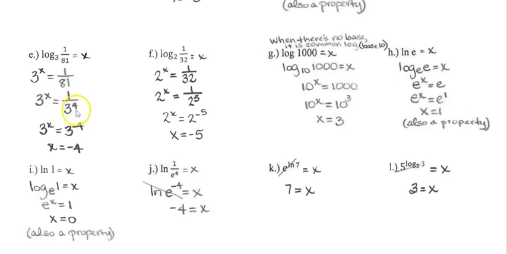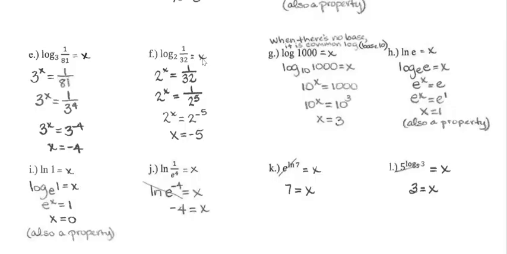Now I need to get this 3 to the 4th out of the denominator, and the way that we do that is with a negative exponent. So remember, a negative exponent makes it move across the division bar. So now I have 3 to the negative 4 over 1. So now my bases are the same, and I can set my exponents equal to each other, so I'll get x equals negative 4.